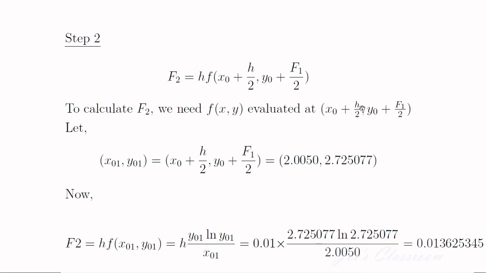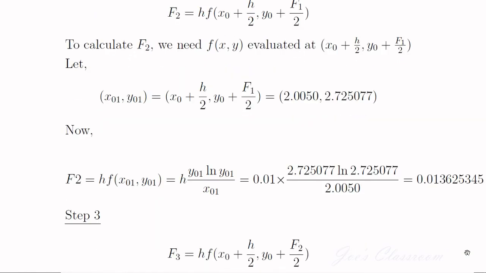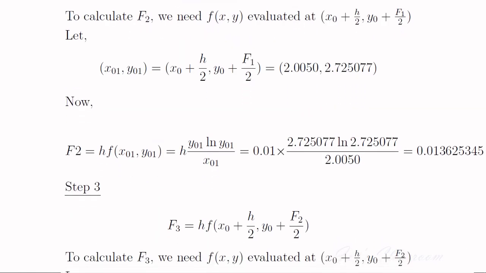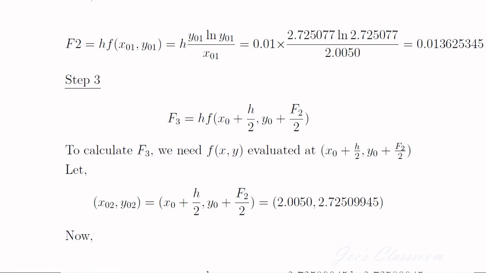Now f2 is defined as h into f of x naught 1 comma y naught 1. X naught 1 is equal to this and y naught 1 is equal to this, and that coordinate we have already found. So f2 is equal to h into f of x, in which x is substituted with x naught 1 and y is substituted with y naught 1. Since h, y naught 1, x naught 1 are already known to us, we can substitute those values and this is the value we will get. We got f1 and f2. The same way we need to find f3 and f4.